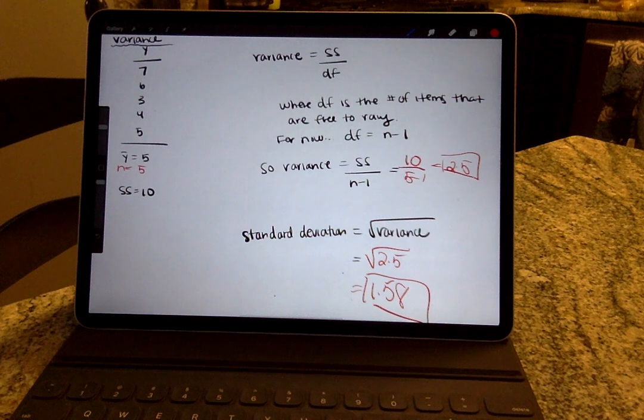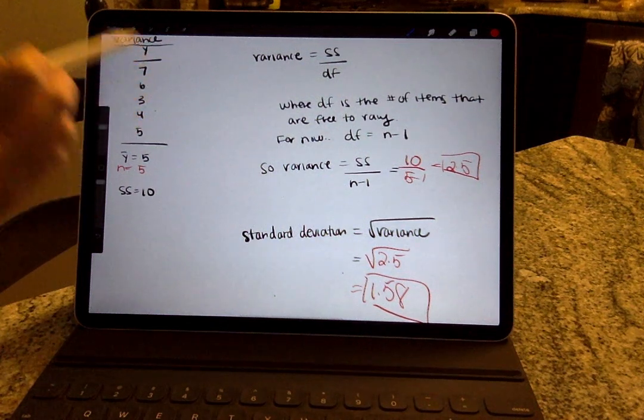Now, what do those numbers mean? So what does it mean when you have a variance of 2.5? What does it mean when you have a standard deviation of 1.58? Well, I think the easiest way to understand what it means is to do another problem where we don't have numbers that are so tightly clustered together. Because remember, when I introduced the idea of variance, the idea of variance is looking at how the items vary.